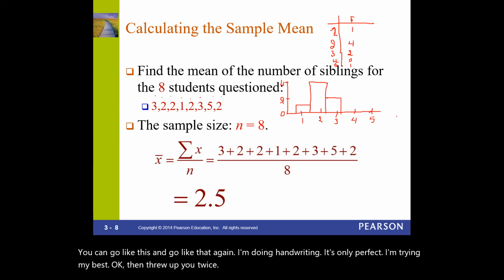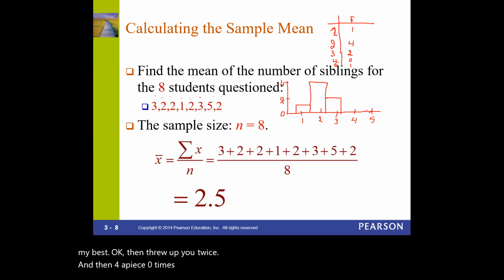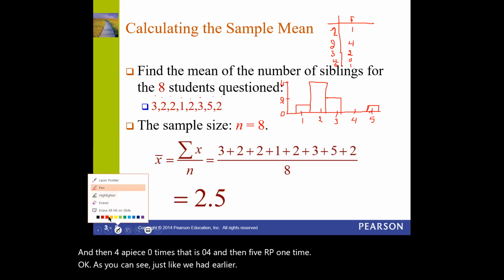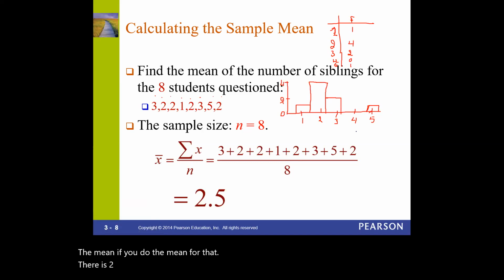And then 4 appears 0 times, so there is no 4. And then 5 appears 1 time. As you can see, just like we had earlier, if you do the mean for that, the mean is 2.5. 2.5 is somewhere around here. Okay, this is 2.5. As you can see, 2.5 is on the right side of the typical value.